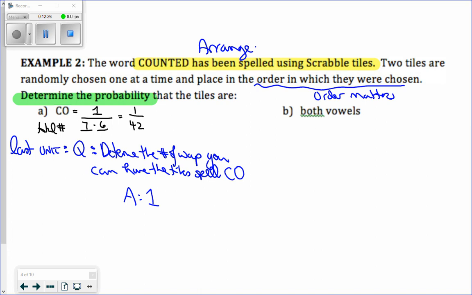Or another way you could think of it is, you've got 7 tiles, you're arranging 2 of them. So it's what you want, CO, over everything that could possibly happen, or in other words, no restrictions. It's what you want over no restrictions. No restrictions is just selecting 2 tiles from 7. 7 times 6.